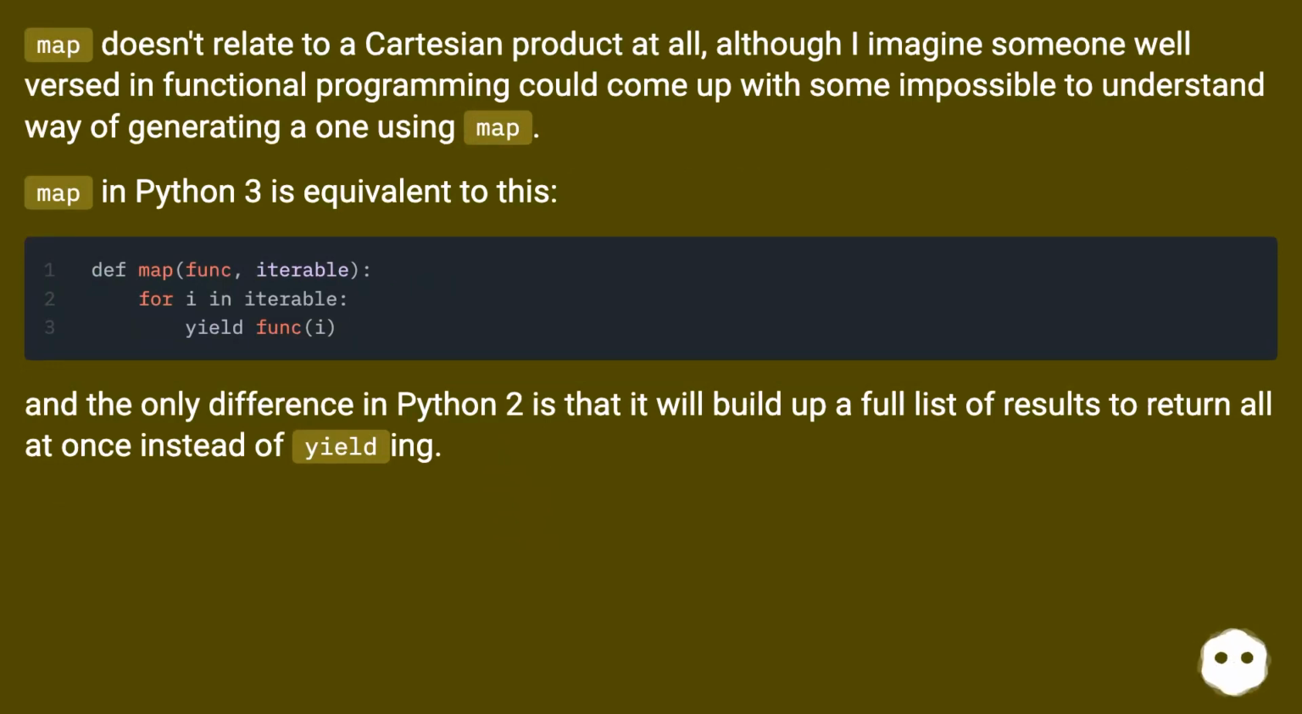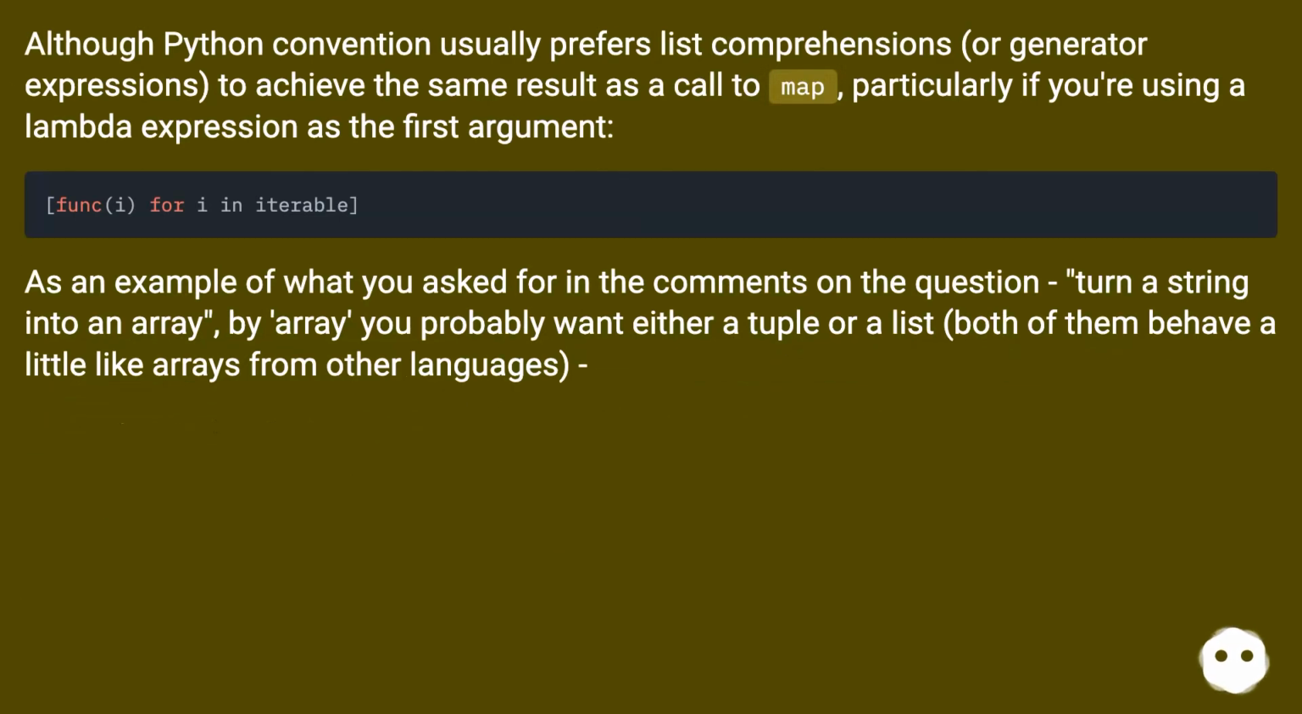Map in Python 3 is equivalent to this. And the only difference in Python 2 is that it will build up a full list of results to return all at once instead of yielding. Although Python convention usually prefers list comprehensions, or generator expressions, to achieve the same result as a call to map, particularly if you're using a lambda expression as the first argument.